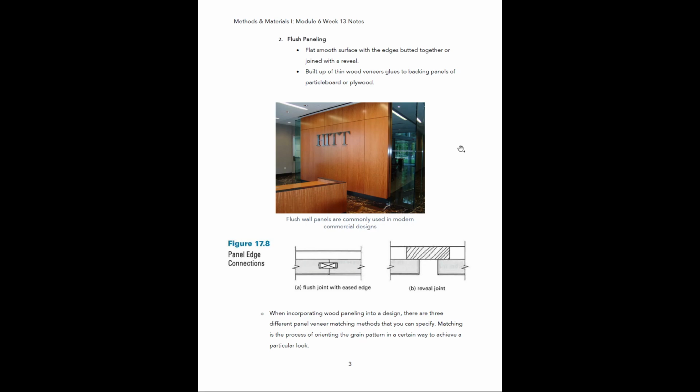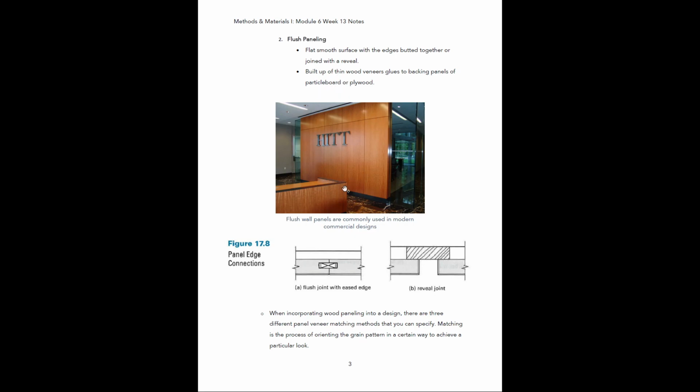So then the second type of paneling that you're going to run into when designing, and this one is going to be probably a lot more common for you guys as designers, is flush paneling. So flush paneling is a type of wall paneling that's used a lot in modern designs or commercial designs especially. So what this is basically is it's a flat smooth surface with edges butted together or joined with a reveal. Okay, and it is built up of thin wood veneers glued to backing panels of particle board or plywood.